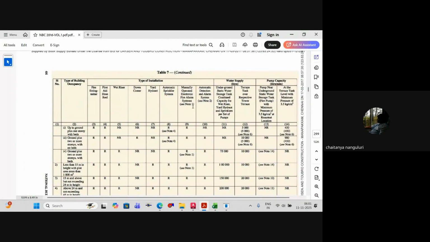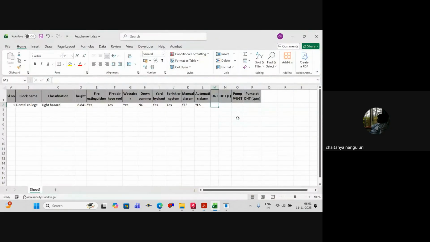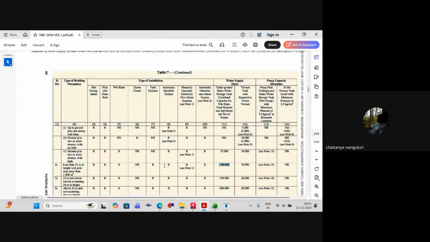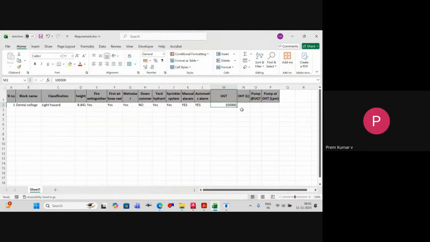Your UGT is required. So what is the capacity of the underground tank here? 100 KLD they have given, but we have to check it once. Just because they provided, it might not be correct. 1 lakh liters. OHT is there, that is 10,000 liters.